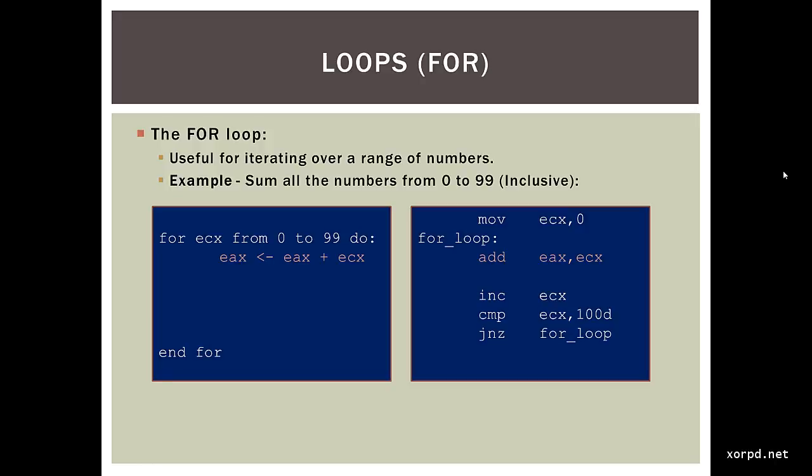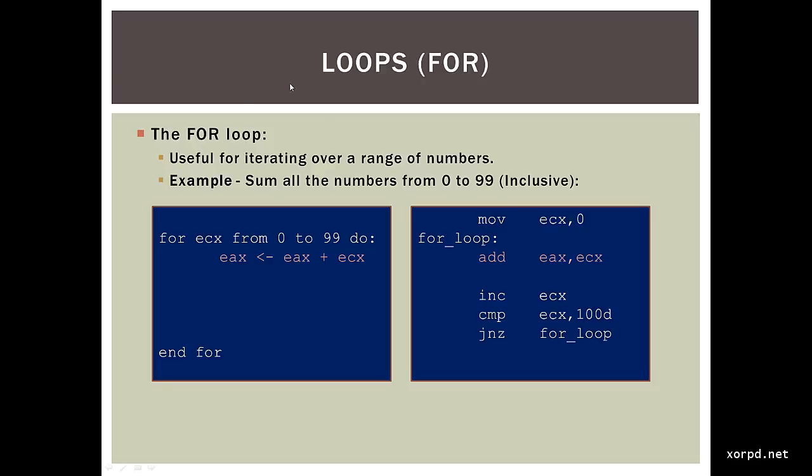Let's move on to loops. We will first discuss the for loop. The for loop is useful for iterating over a range of numbers. If we want to run a piece of code each time with a different number in some range, the for loop is the ideal choice for this kind of task.